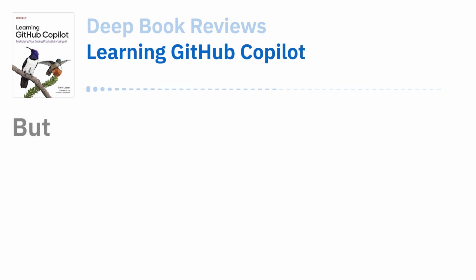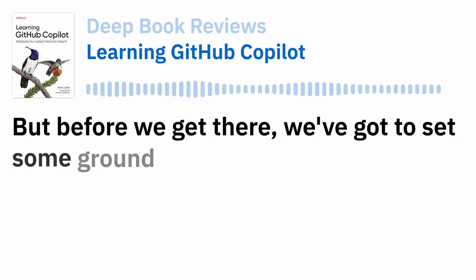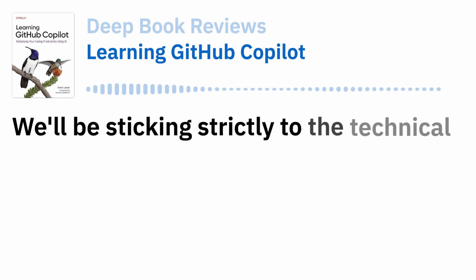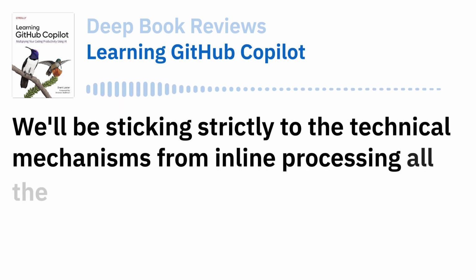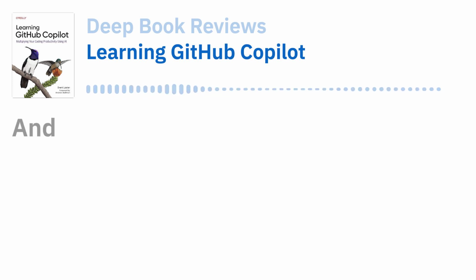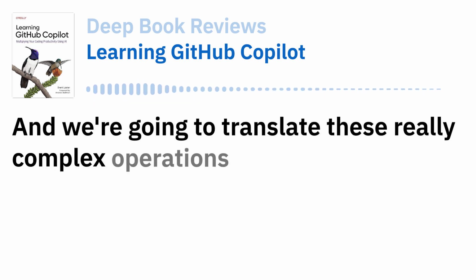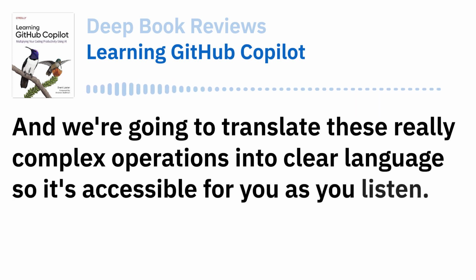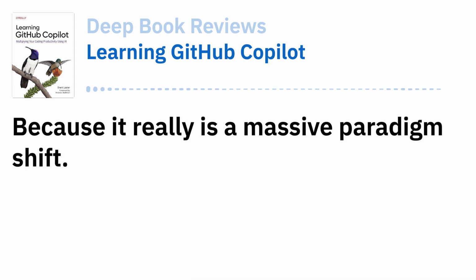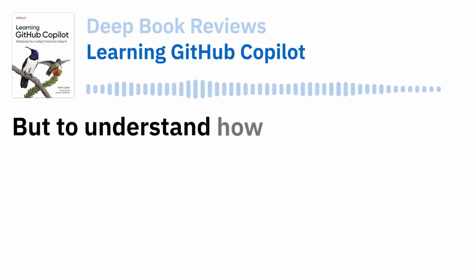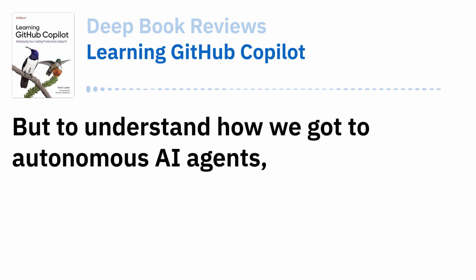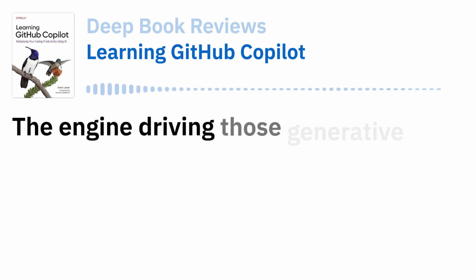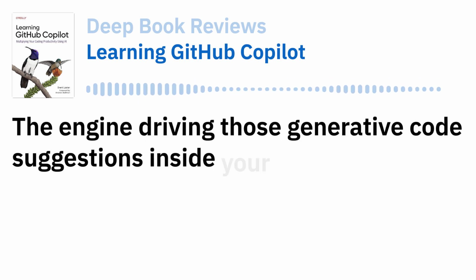Which is wild. But before we get there, we've got to set some ground rules for this detailed technical review. We'll be sticking strictly to the technical mechanisms from inline processing all the way to agent-driven editing. And we're going to translate these really complex operations into clear language so it's accessible for you as you listen. Because it really is a massive paradigm shift. But to understand how we got to autonomous AI agents, you really have to start by analyzing the fundamental engine first. The engine driving those generative code suggestions inside your IDE, right?